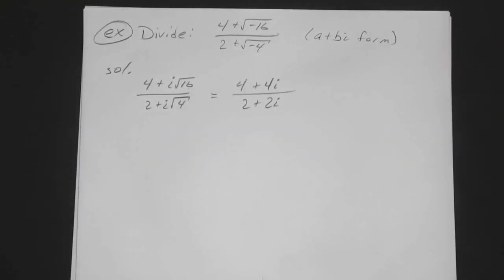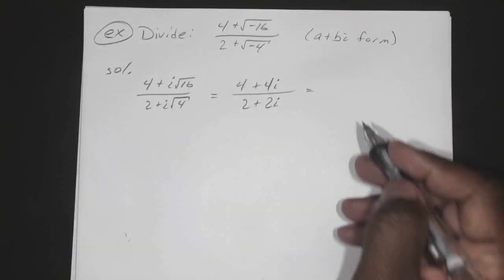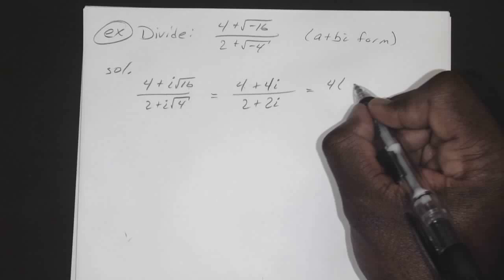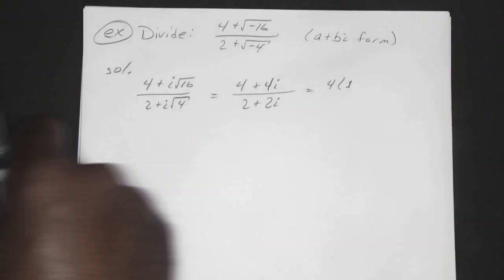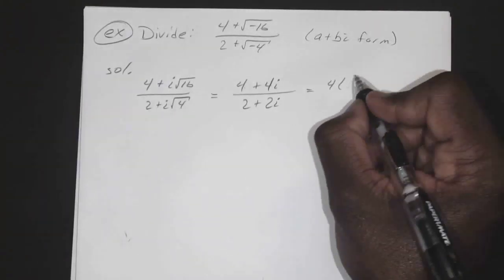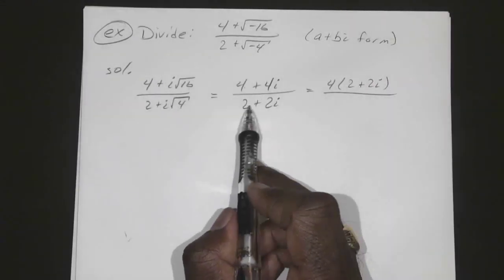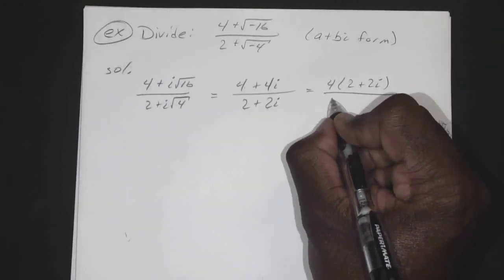Now your first instinct would be to multiply by the complex conjugate of the denominator, but if you look closely, you can factor a 4 out of those two. So you have 2 plus 2i over, and you can factor 2 out of both of those.